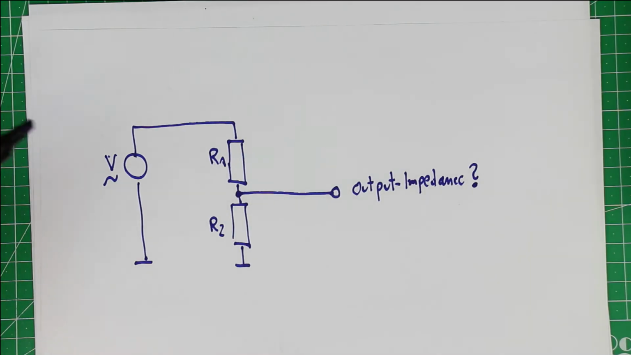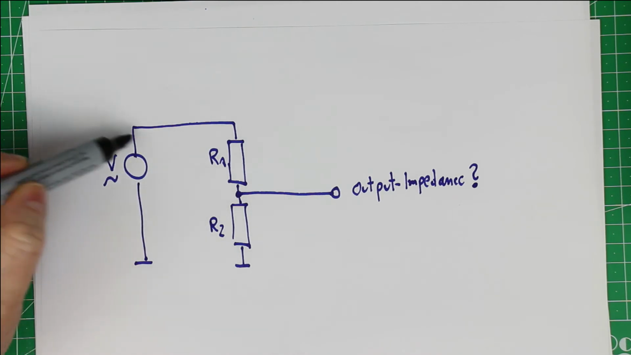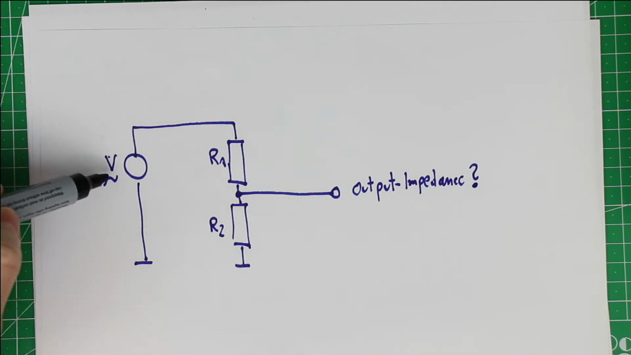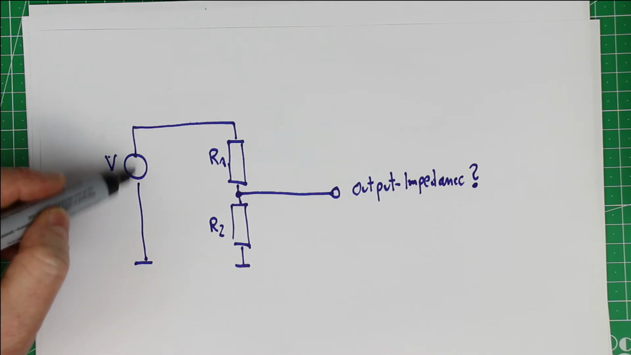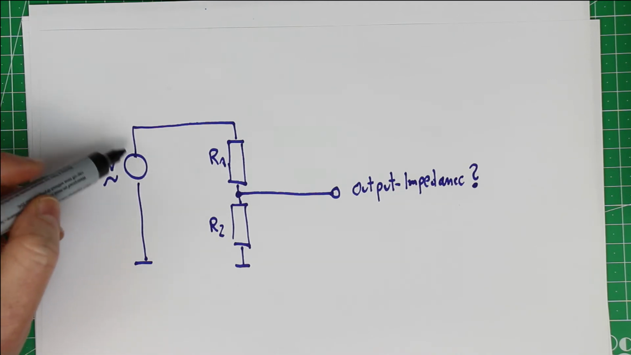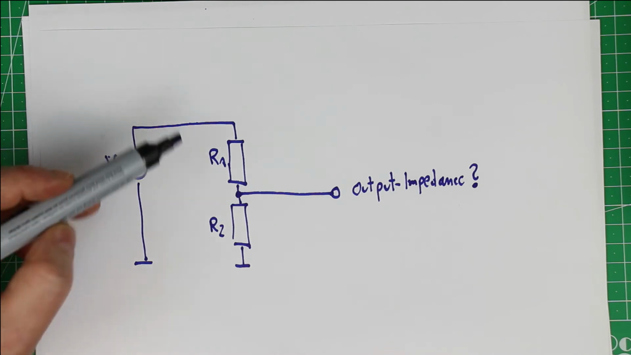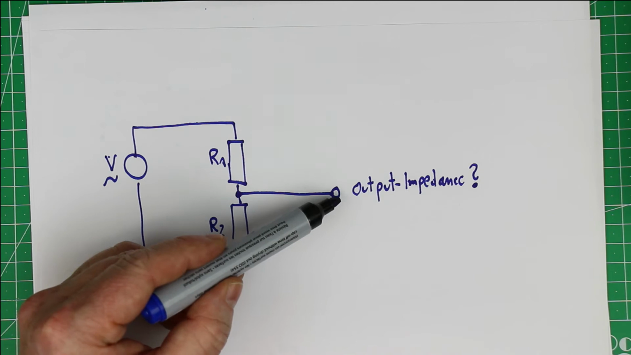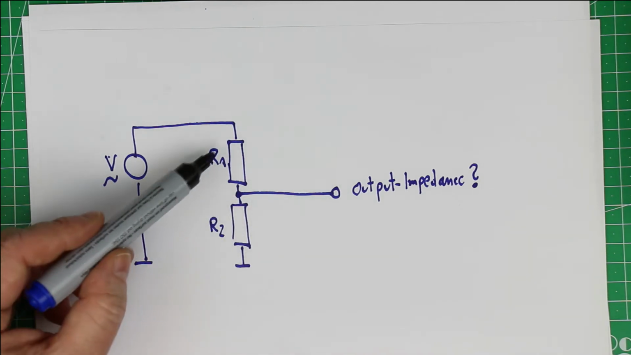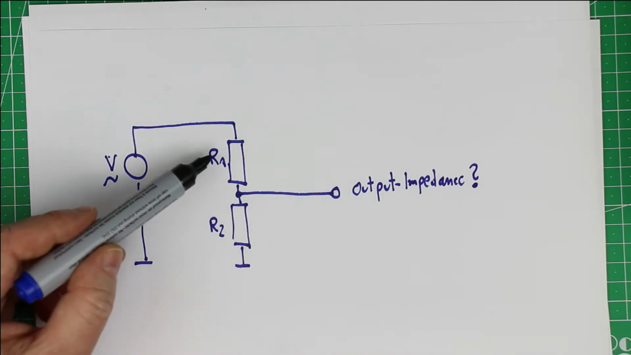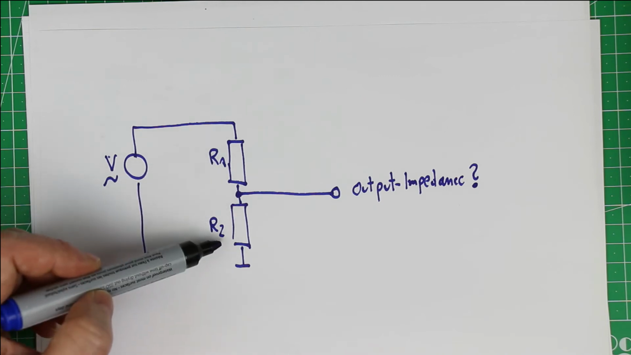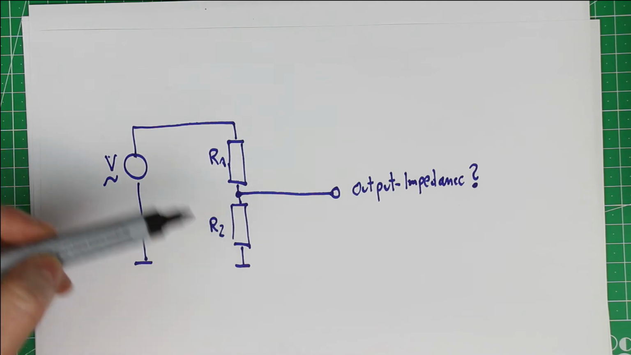So I've redrawn the circuit in a general way. Again, we have an ideal voltage source, which represents the last stage of the output stage of whatever circuit we have. And then before we get to the output jack, we have a voltage divider consisting of two resistors, R1 and R2. Now let's think for a minute what this means.